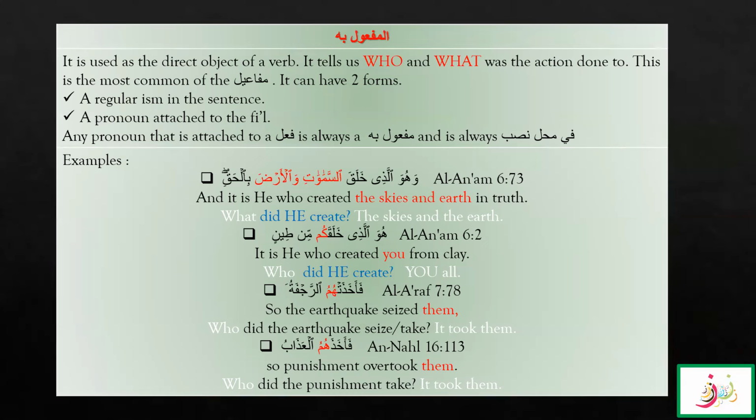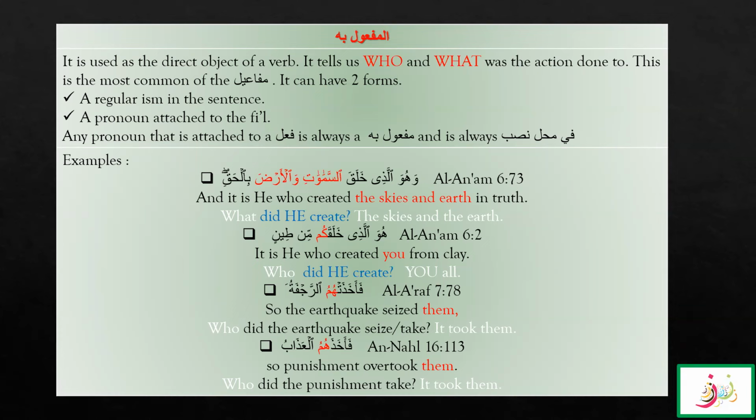Let's have a recap for the maf'uls that we learned. Maf'ul bihi, we know that it answers the question for who and what, and it is a regular ism in the sentence, or a pronoun attached to the fi'l. Any pronoun that is attached to a fi'l is always maf'ul bihi, and it is always fi mahalli nasab, because we know that all the details in the sentence are always in the state of nasab. So let's see the example.